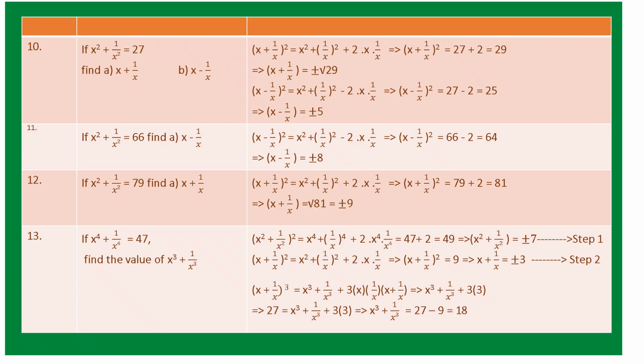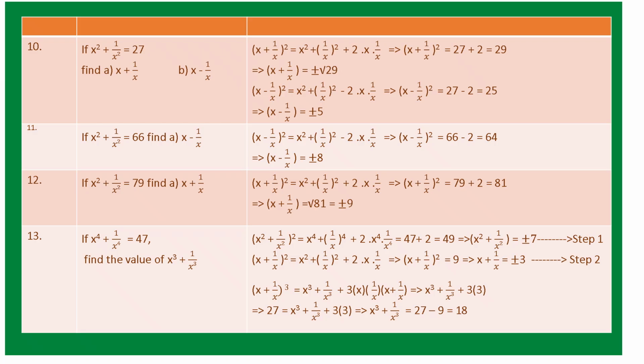Looking at sum number 11, if (x plus 1 by x) the whole squared is equal to 66, find the value of x minus 1 by x. If you look into the given values and what is being asked for, one carries a negative sign. So, you will make use of identity 2. Just write down the identity, substitute the values. You will get the value of (x minus 1 by x) the whole squared, the square root of which will give x minus 1 by x.